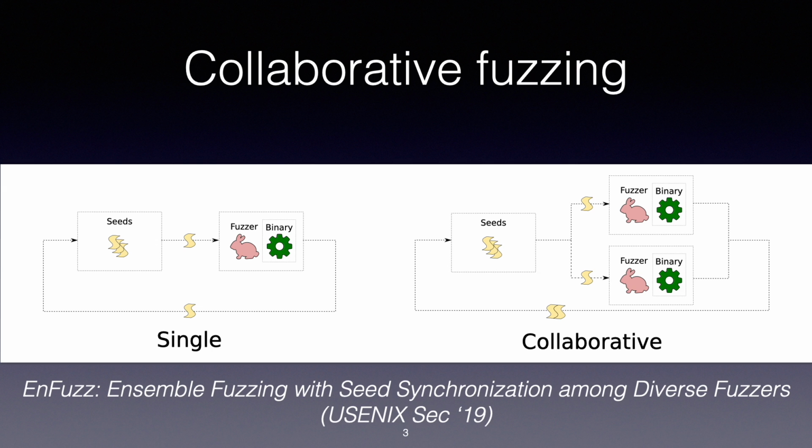However, in 2019, there was a paper published at USENIX Security called EnFuzz, where the authors proposed the idea of having a diverse set of fuzzers work together. The intuition behind this is that certain fuzzers can get stuck at a point in the program, but if you have a diverse set of different fuzzers, they might get unstuck and help each other out so that they actually reach more coverage than what they would reach individually.